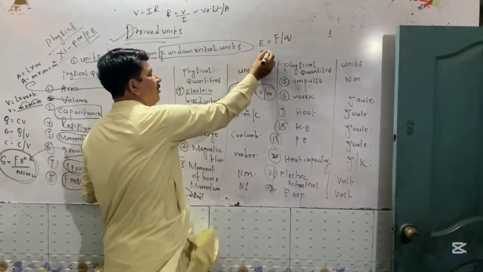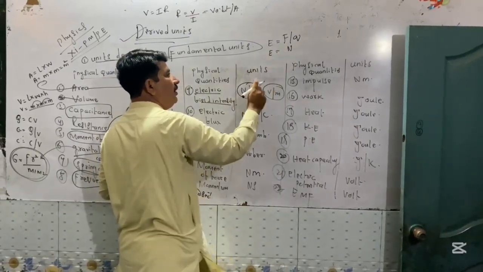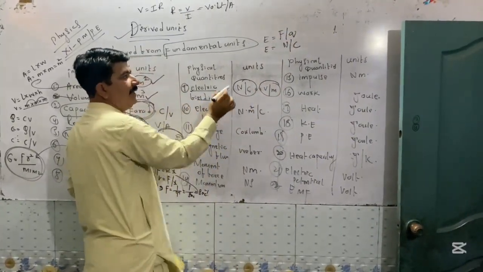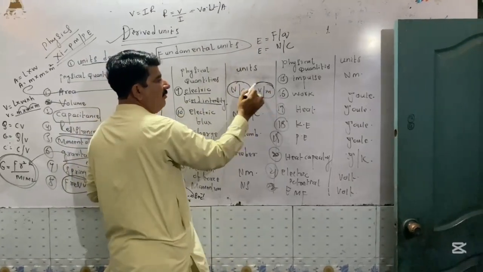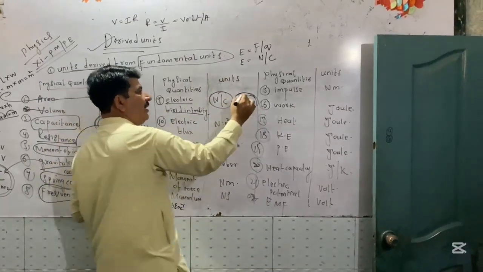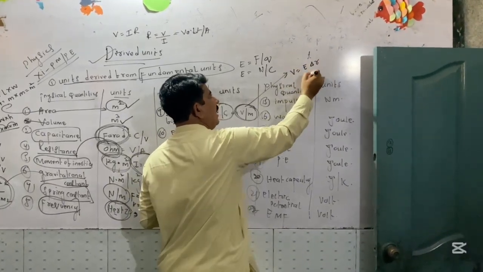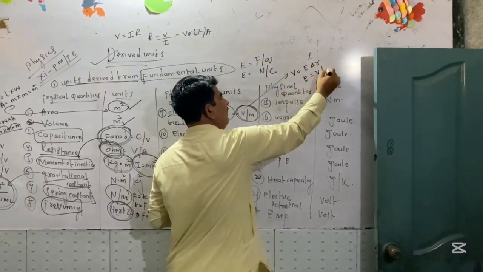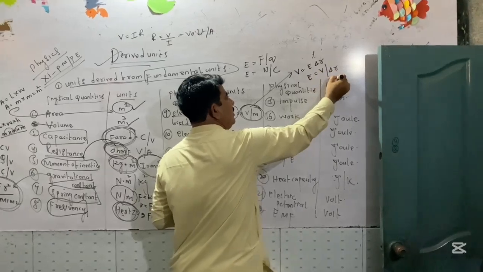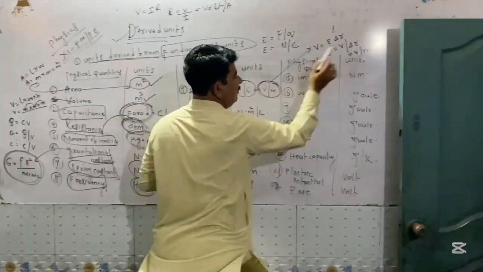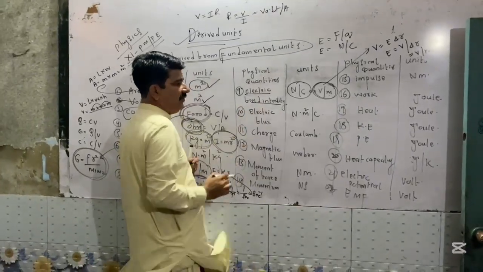E is equal to force divided by charge. The unit of force is Newton and the unit of charge is coulomb, so we get Newton per coulomb as the unit of electric field intensity. In this formula, how do we get volt per meter? This comes from the relation V is equal to E delta R, so E is equal to V divided by delta R. The unit of V is volt and delta R is meter, so volt per meter is obtained from this formula. This is the unit of electric field intensity.